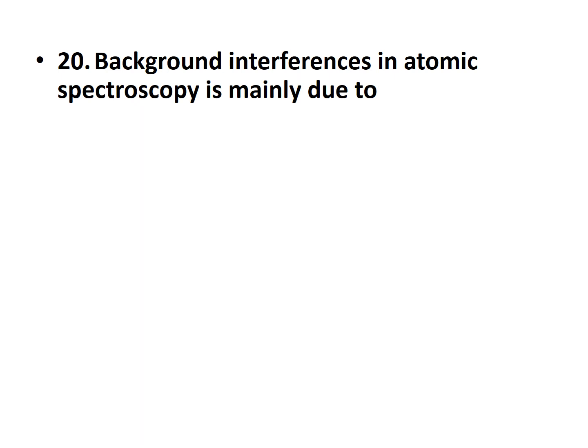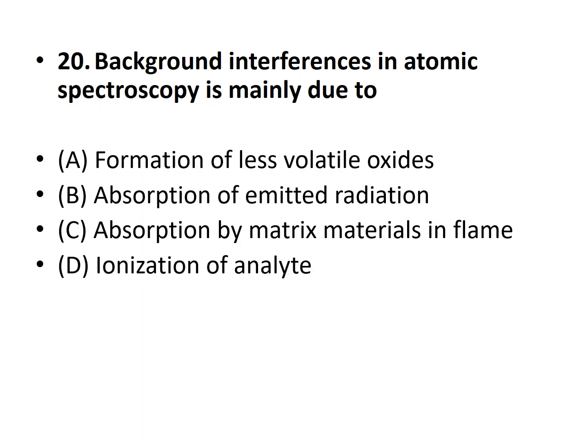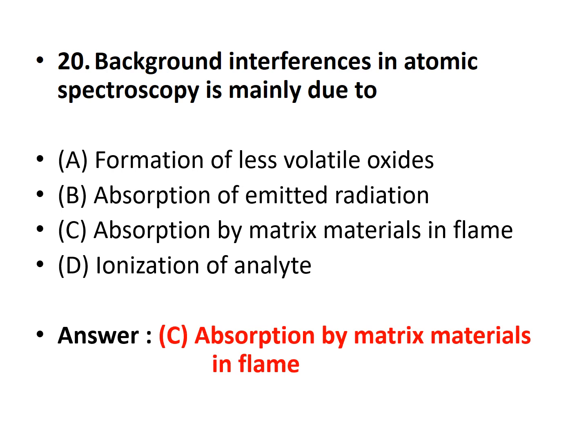Next question is, background interferences in atomic spectroscopy is mainly due to, so let's see the options. A is the formation of less volatile oxides. B is the absorption of emitted radiations. C is the absorption by the matrix materials in flame, while D is the ionization of analyte. So let's see the right option.